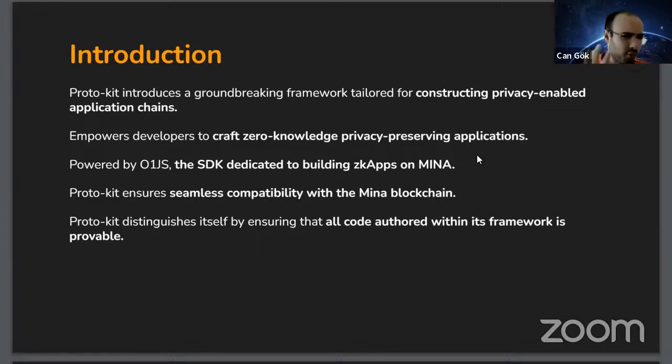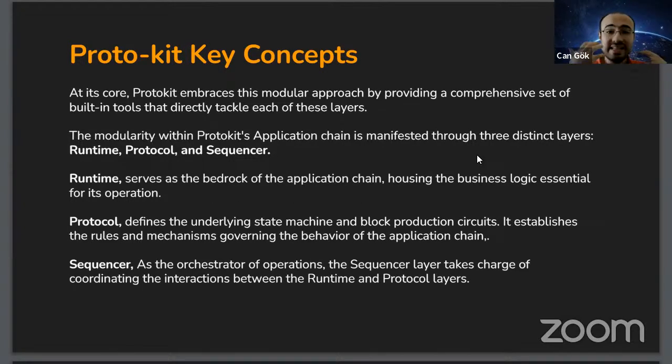So let's talk about Protokit's key features first. It is very important that we are constructing privacy-enabled application chains with that framework. And as we stated before, crafting zero-knowledge, privacy-preserving applications was the main target when Protokit started. It is powered by O1.js, as we stated before, which is a very easy way to implement your own on-chain functionality. O1.js is the SDK dedicated to building zk apps on Mina. Protokit ensures seamless compatibility with the Mina blockchain. If you're writing Protokit code, that means it will be seamlessly compatible with the Mina blockchain, and all code authored within its framework is provable. Proving is very important in terms of zero-knowledge proofs.